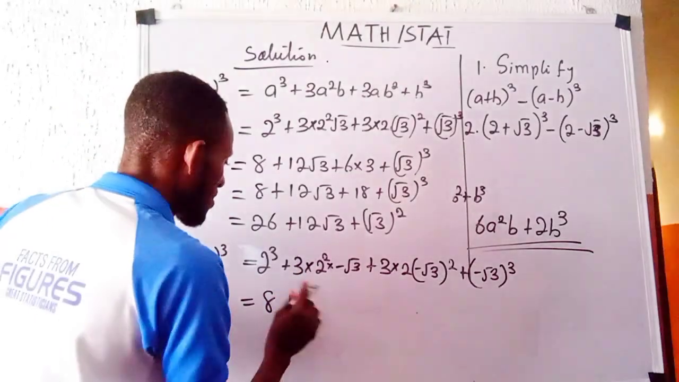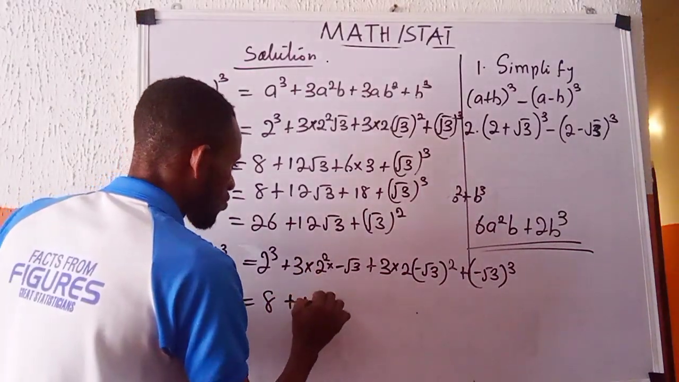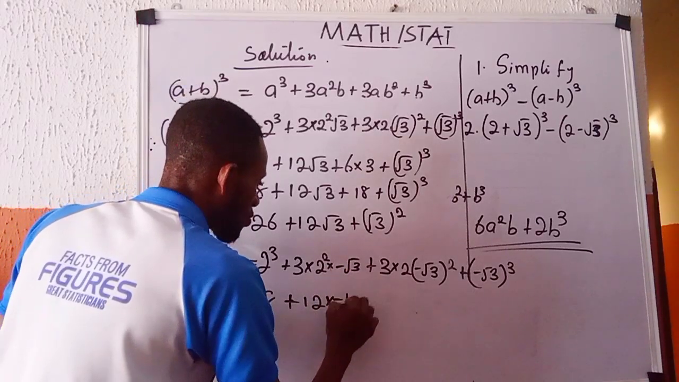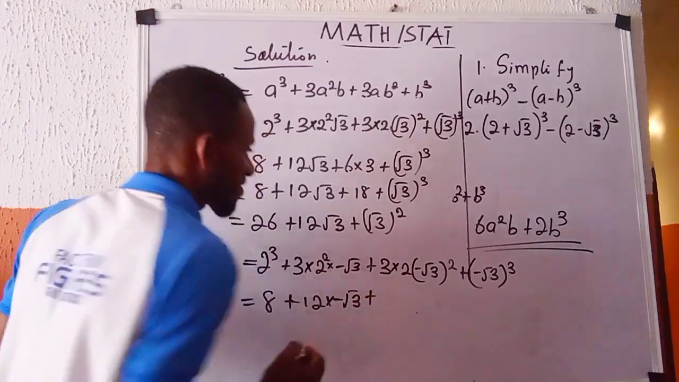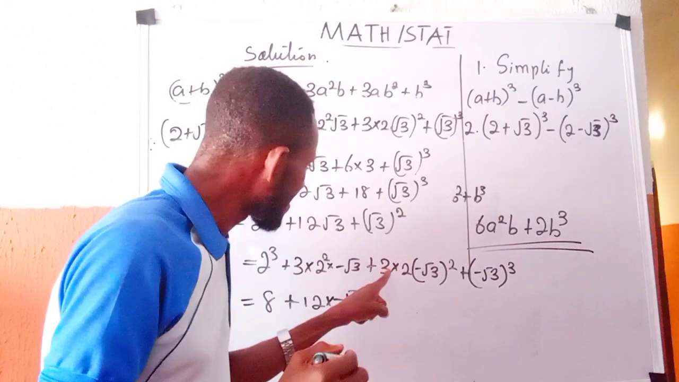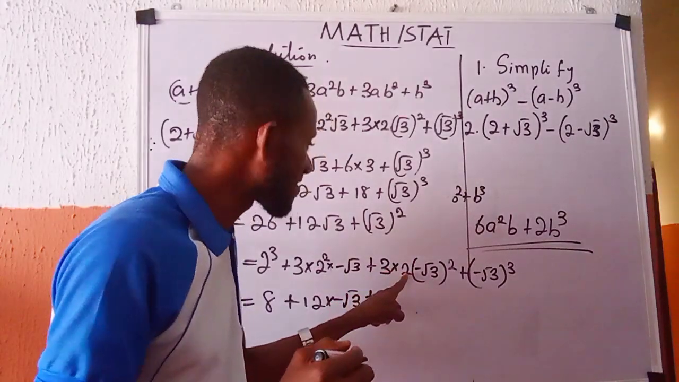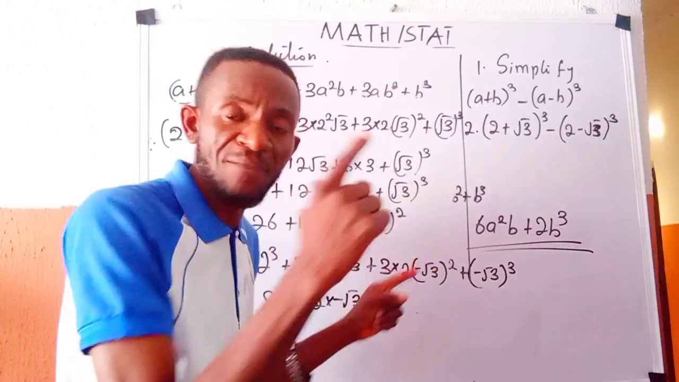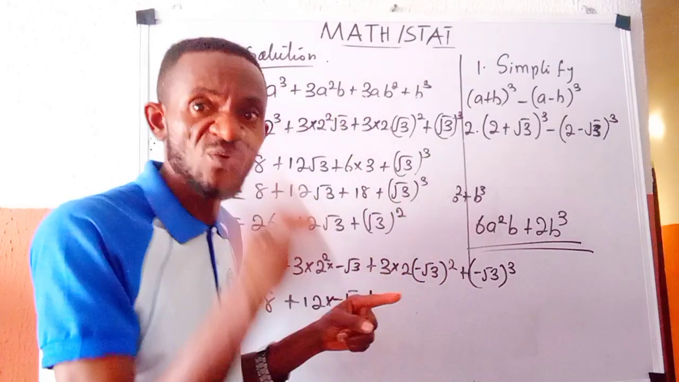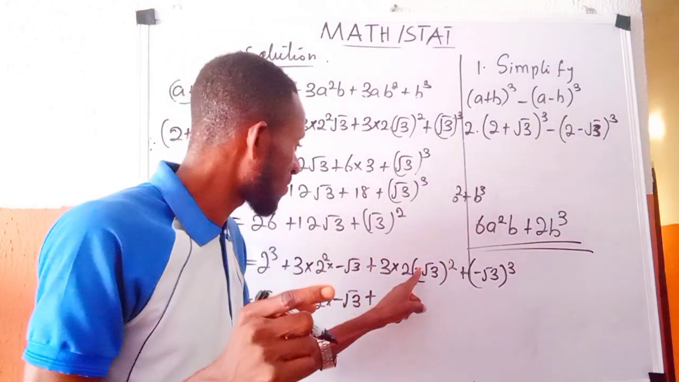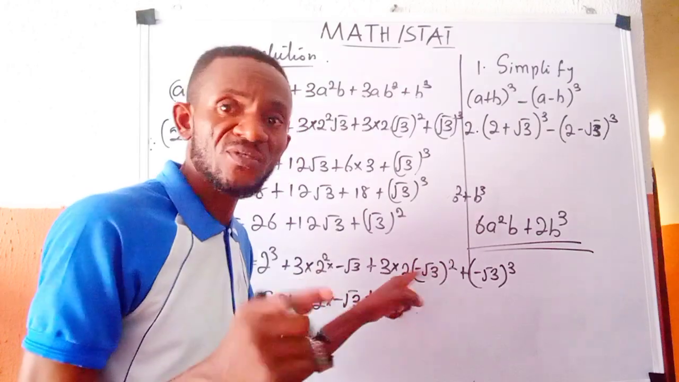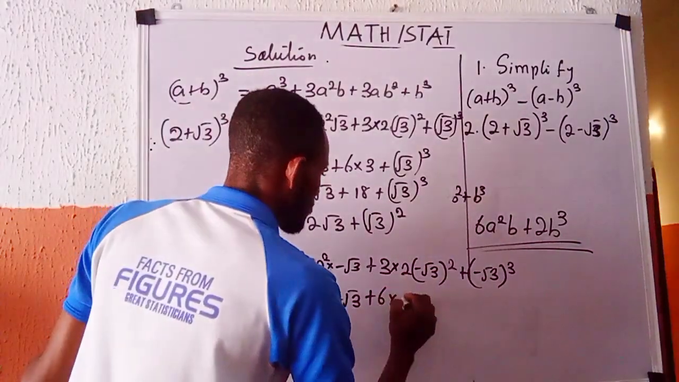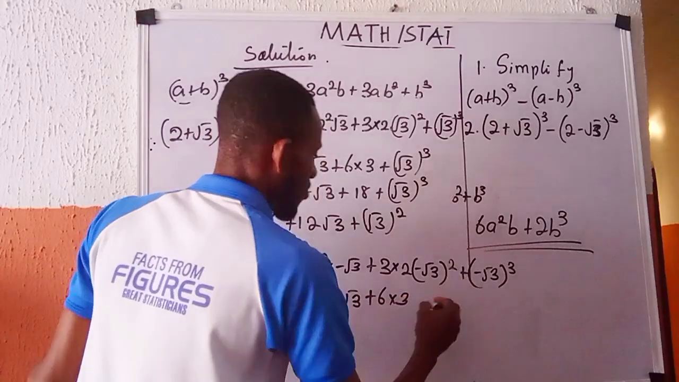So you have plus 12. Here you have multiplied by minus root 3 plus. Here is 2 times 2, which is 6. This is minus root 3 raised to power 2. And then minus root 3 times minus root 3 will give us 3, because minus times minus will cancel that minus. So what you have here becomes 6 times 3.